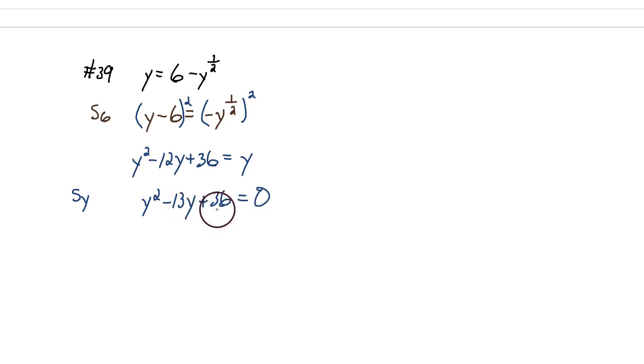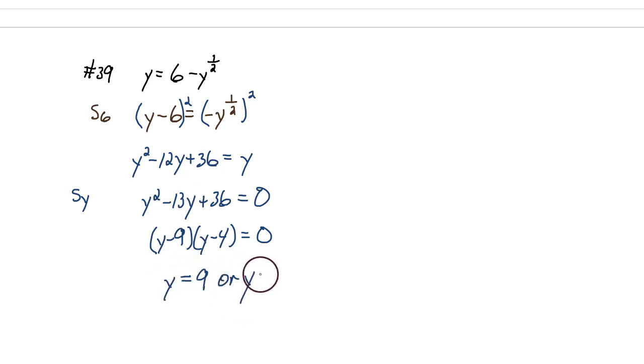Let's solve this with any of the techniques we know, which include factoring, completing the square, quadratic formula, or graphing. Because this does factor, that's the technique I'm going to choose. y minus 9 times y minus 4. 9 times 4 is 36, and negative 9 and negative 4 do add up to negative 13. So the answers are y equals 9 or y equals 4.